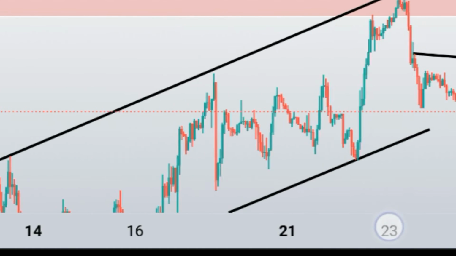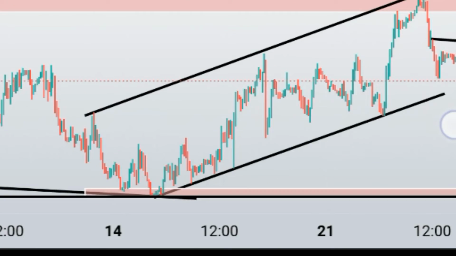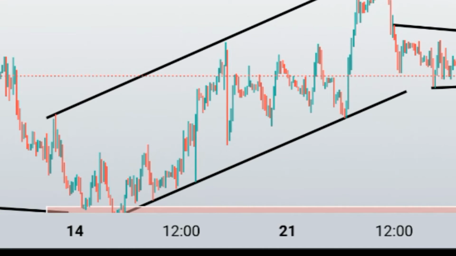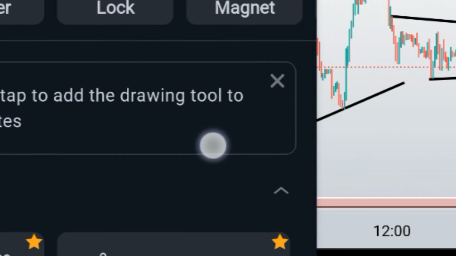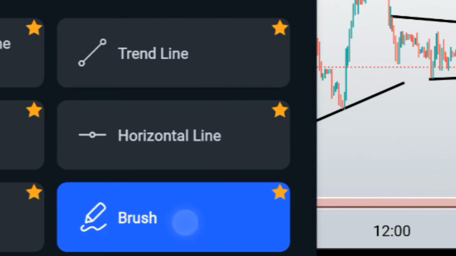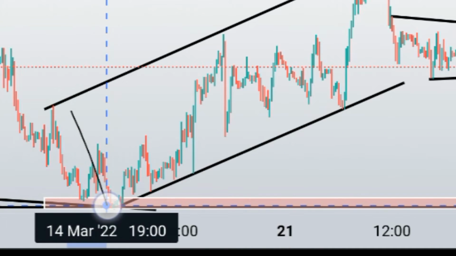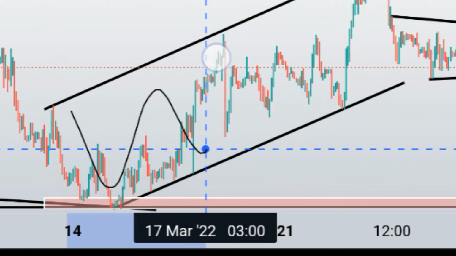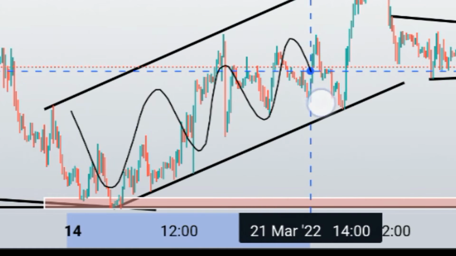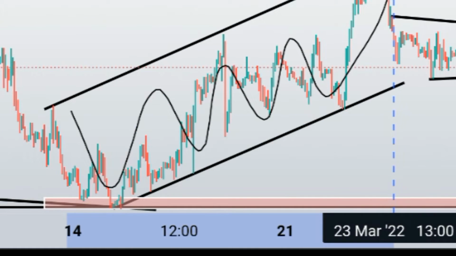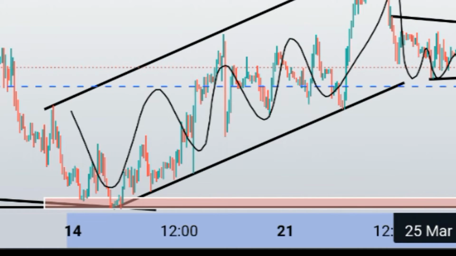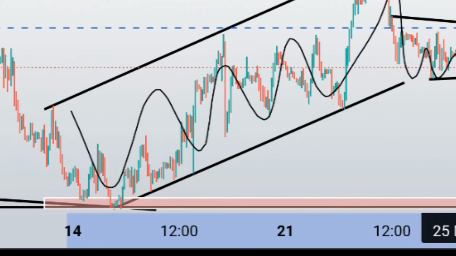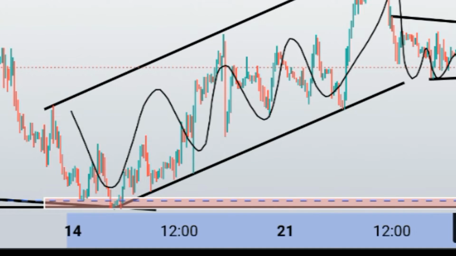On the 1-hour time frame, I can see that we are having a type of an ascending channel. An ascending channel most of the time breaks to the downside. On this ascending channel, we have an impulse to the downside. The market gave us a correction. So let's wait for the breakout, which is the next impulse to the downside.